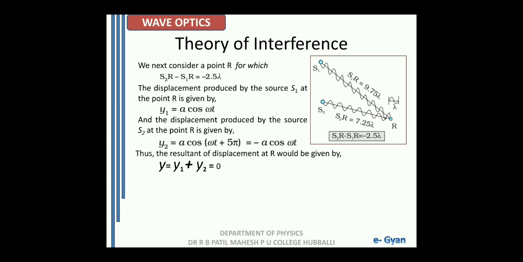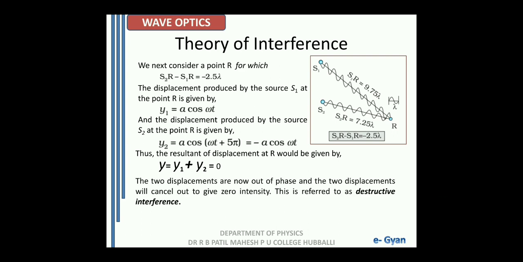The resultant displacement at point R is given by y is equal to y1 plus y2, and now in this case it is equal to 0. When resultant displacement is equal to 0, the resultant intensity will also be equal to 0. So therefore, this kind of interference is called destructive interference.